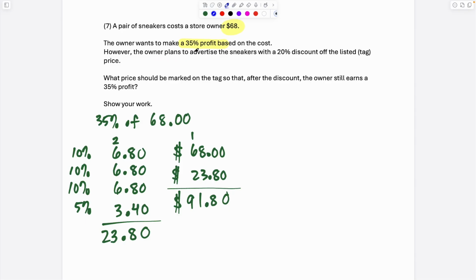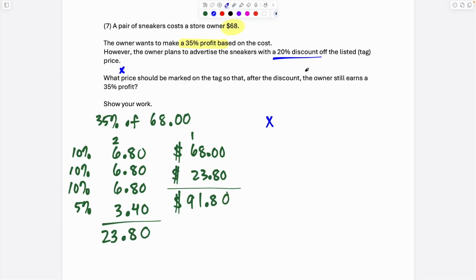However, the owner plans to advertise the sneakers with a 20% discount off the listed tag price. So the question is, what price should be marked on the tag so that after the discount, the owner still earns that 35% profit? So basically, we need to find a number such that when we take 20% off of that number, we get 91.80. Okay, so let's say that price is X.